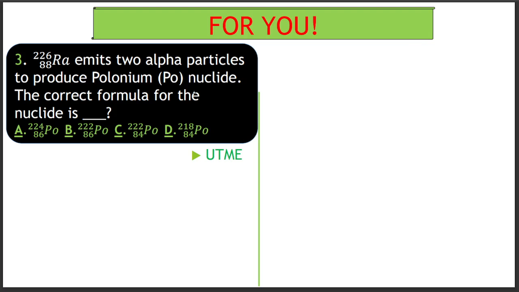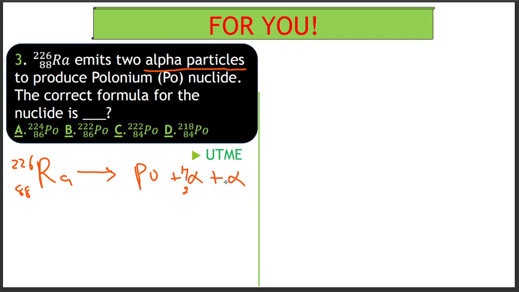All right, so this one is for you. We have radium 226. The proton number is 88. And we have polonium here, but we are told that 2 alpha particles were emitted. So alpha plus alpha. Here is 4, here is 2, 4, 2, okay?